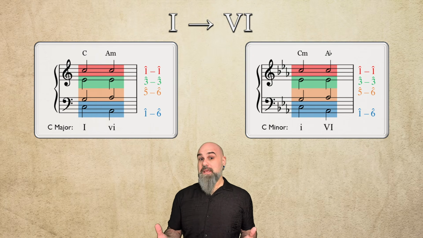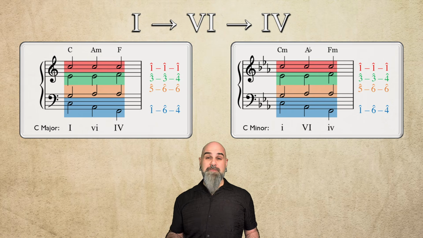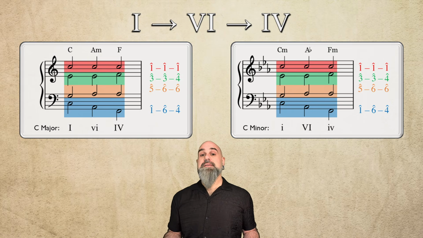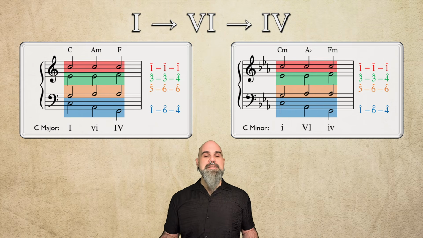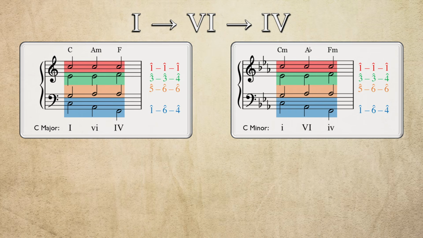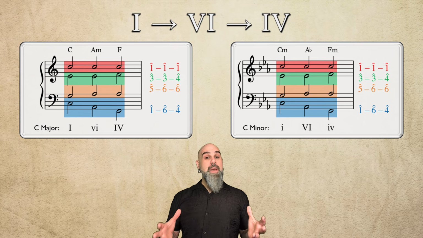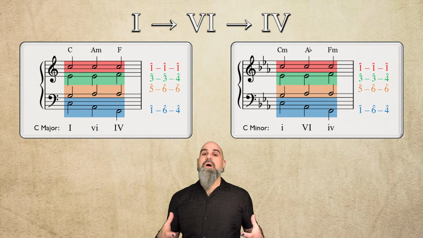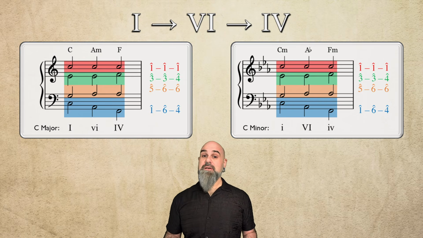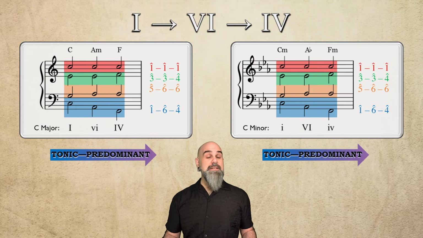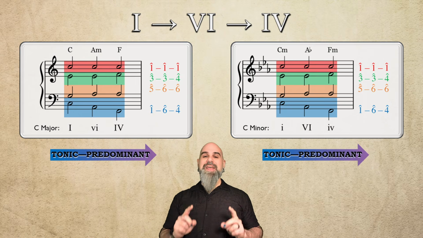Now watch what happens when we keep going. When we move on from 6 to 4, the same basic mechanism repeats. The bass leaps down a third again, one voice steps up, and the other two voices stay still. Once again, we pivot from minor to major, or vice versa, while the harmony stays tightly connected. At this point, though, something changes. We've moved out of tonic space and into predominant space. And that's the key idea.